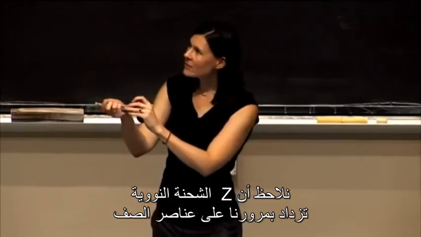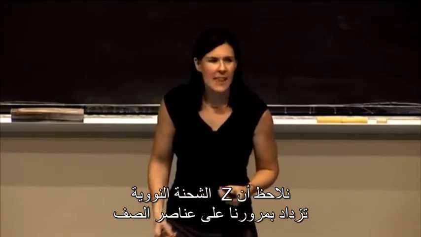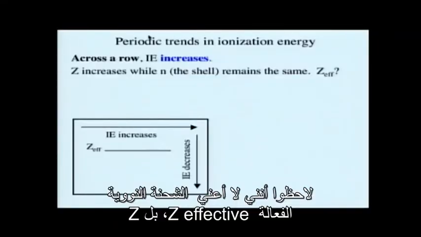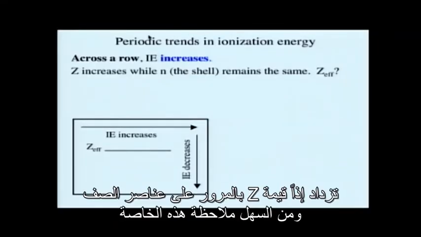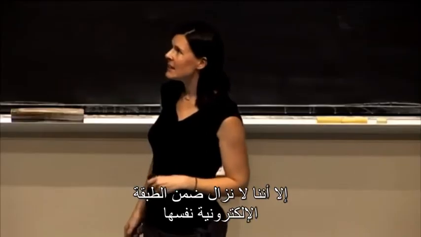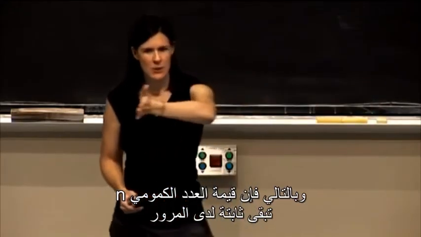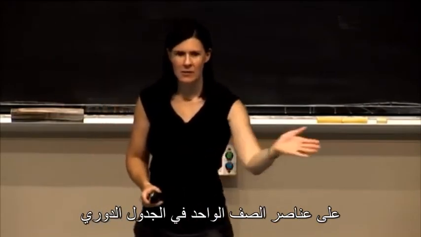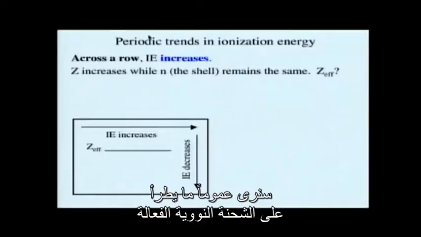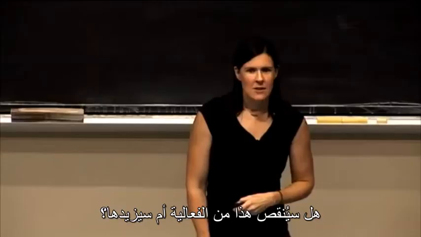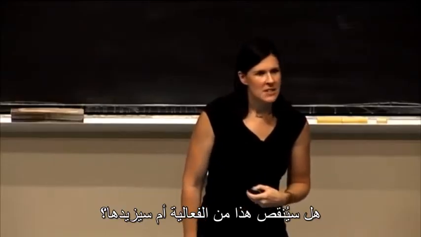As we go across a row, the Z, or the atomic charge, I'm not talking about Z effective here, I'm just talking about Z, is increasing as we go across a row. That's easy to see. But we're still in the same shell. So we still have the same n value as we go all the way across a row in the periodic table. So what happens to Z effective if we have Z increasing, but we're in the same shell here? Would it increase or decrease Z effective?